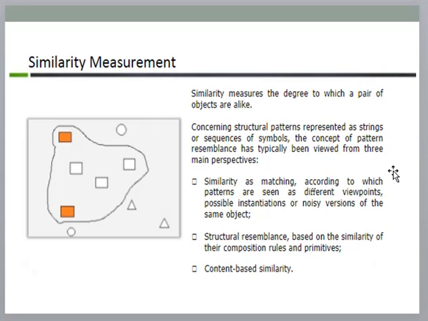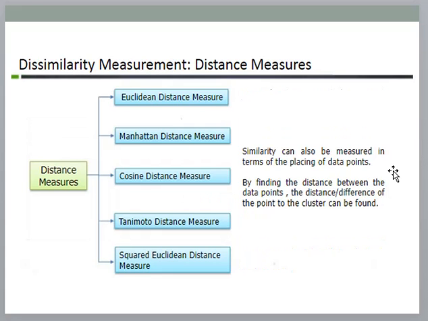Concerning structural patterns represented as strings or sequences of symbols, the concept of pattern resemblance has typically been viewed from 3 main perspectives. So what are these 3 perspectives? Number 1 is similarity as matching, according to which patterns are seen as different viewpoints, possibly instantaneous or noisy versions of the same object. So this can be one viewpoint. Another can be the structural resemblance based on the similarity of their composition rules and primitives, and the third one can be the content based similarity based on their attributes and properties.